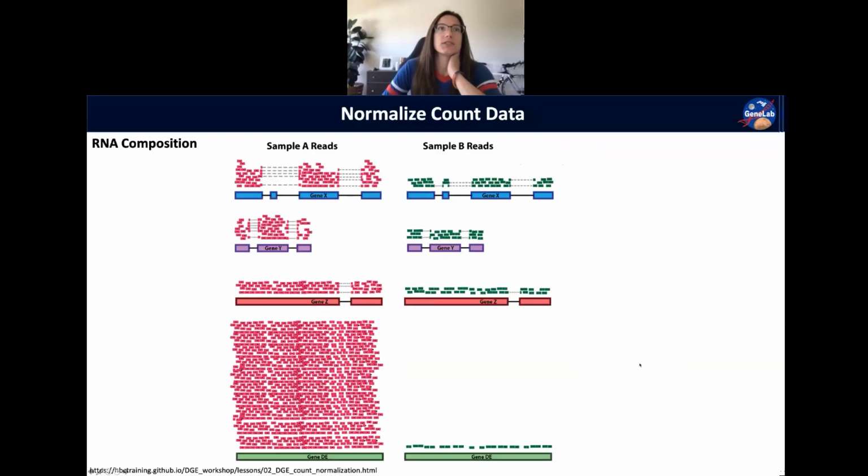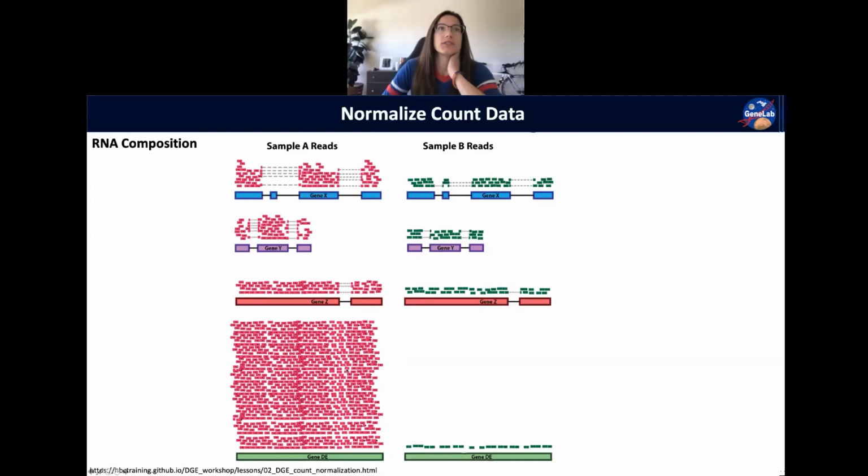Next is accounting for RNA composition. This is dependent on how you're normalizing your data, so that's why you want to be really cognizant of it. In this example here, what we can see in sample A is that we have gene X, gene Y, and gene Z. And then we also have this gene DE here that is a contamination. And in sample B, again, we have gene X, gene Y, and gene Z, and it doesn't look like sample B has that contamination.